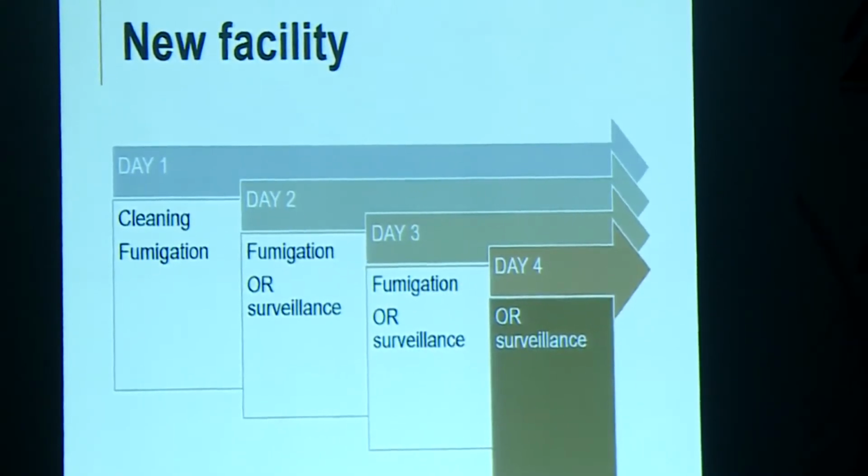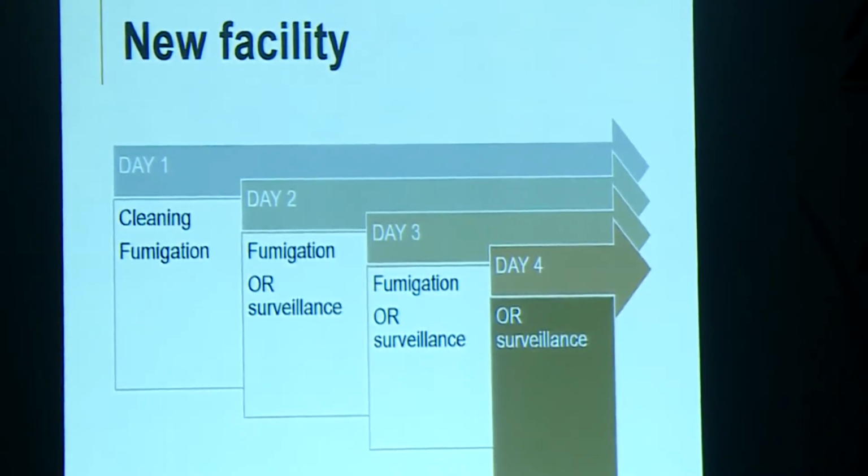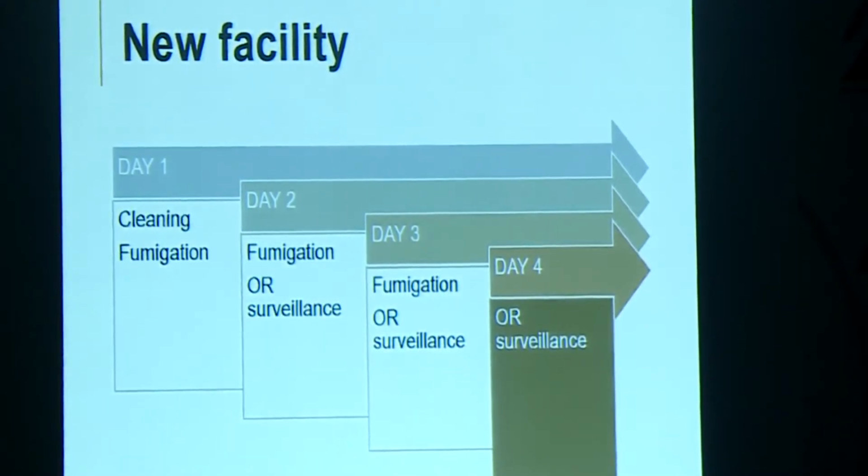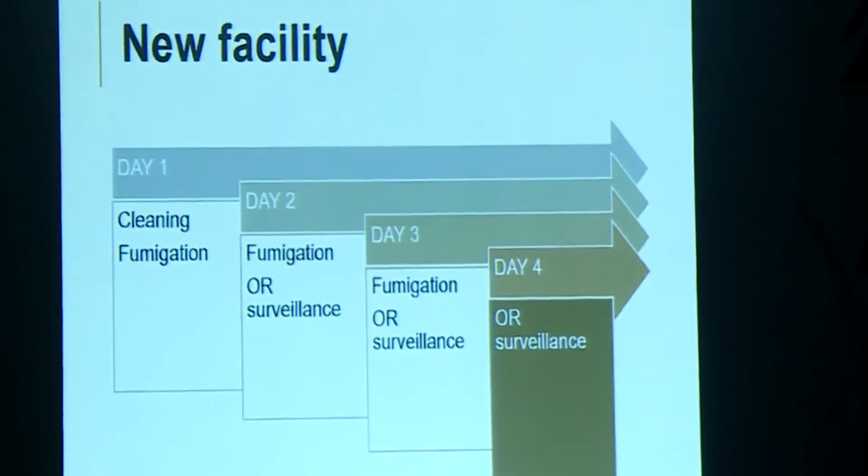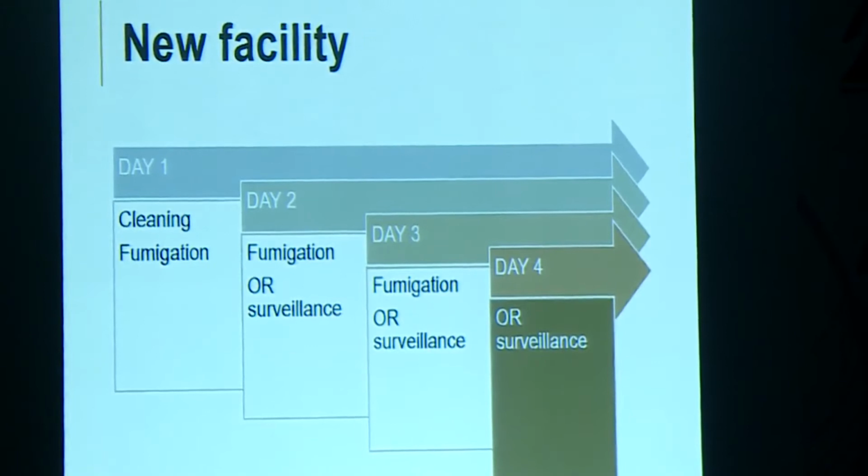So if there's a new facility that you are going to start, then you need to do this thing, cleaning and fumigation on day one, repeat it and take the OR surveillance on day two, repeat the whole process on day three, and OR surveillance on day four. So you need to do three bacteriological checks when you start a new facility.